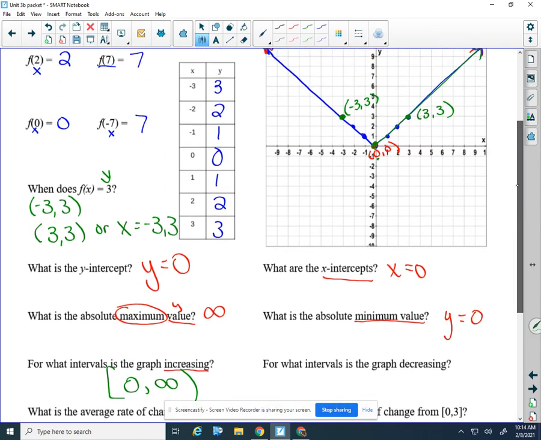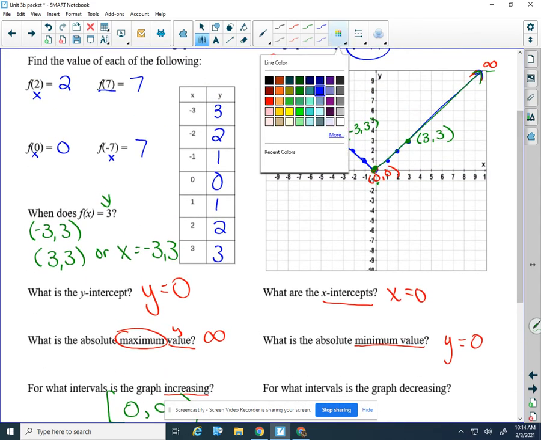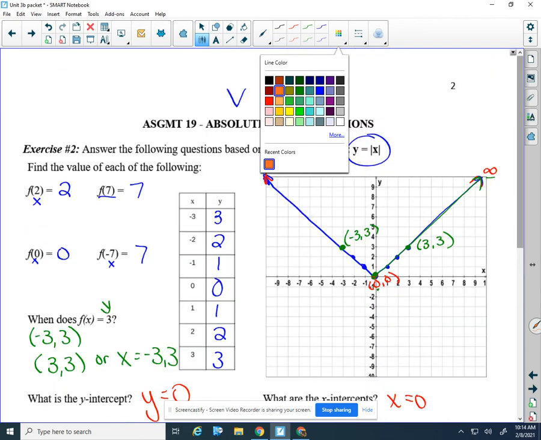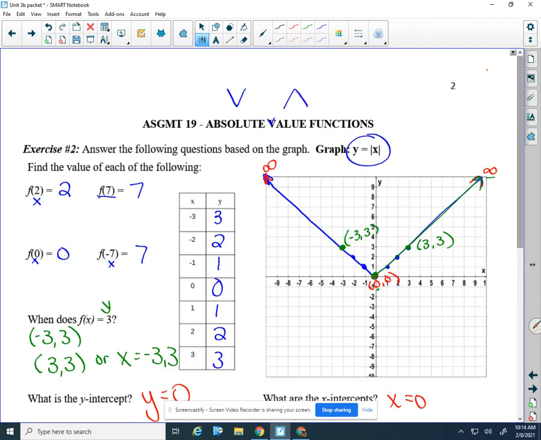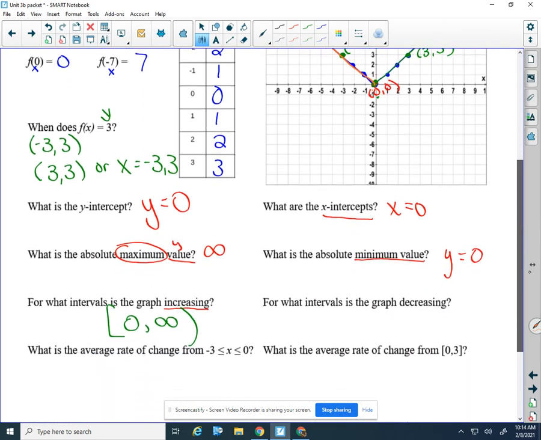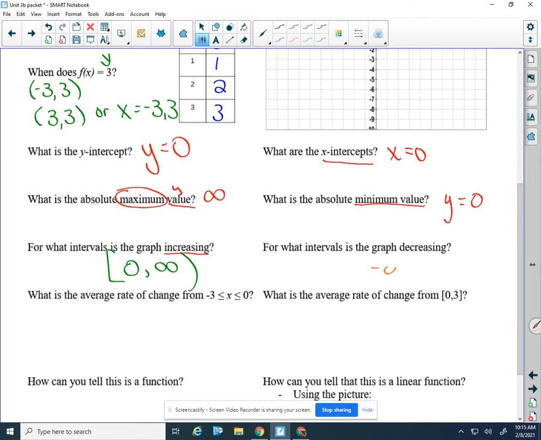Now for decreasing, let's do some orange. A little orange action going. So from here, all the way down. Remember, you read a graph from left to right. So here we're going from -infinity to 0. -infinity to 0. We color in 0, -infinity is round.